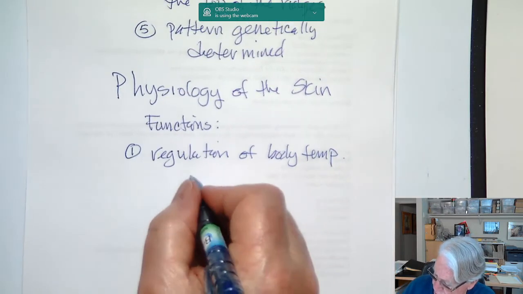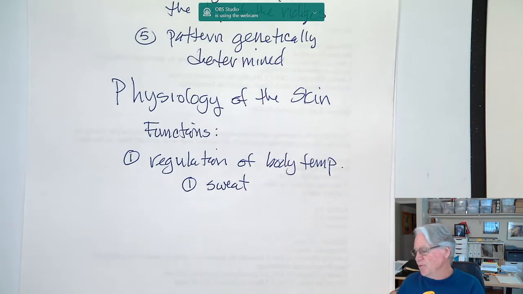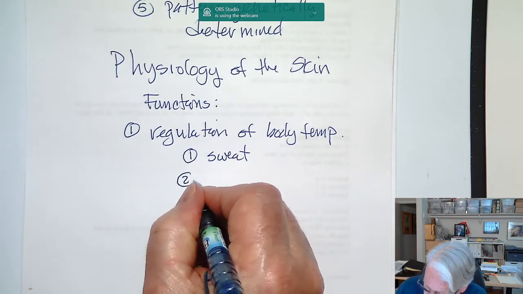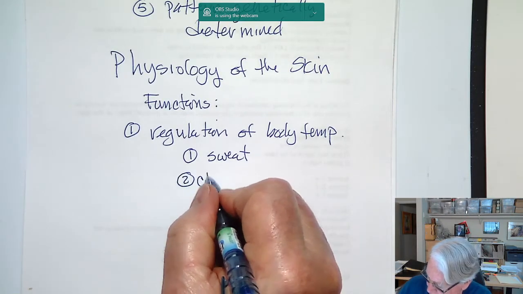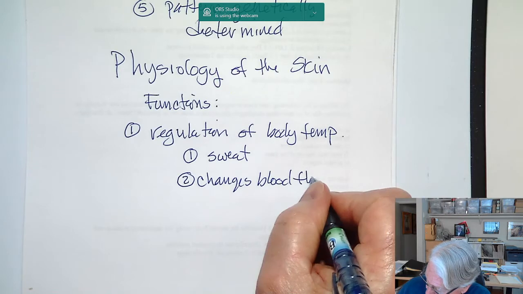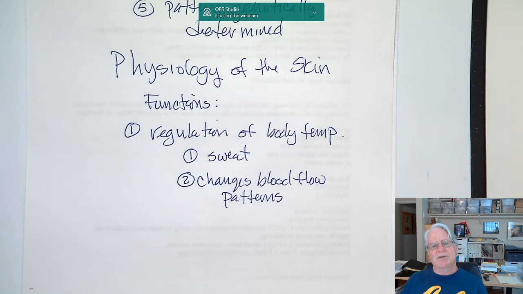So this is done through two mechanisms: sweat, so the evaporation of water from the surface of our skin, which will carry away heat, and number two, changes in blood flow patterns. So we can direct blood closer to the surface of the skin and thereby dump heat. We can redirect that blood deeper into the skin and conserve heat. So both of those mechanisms are important for regulating body temperature.